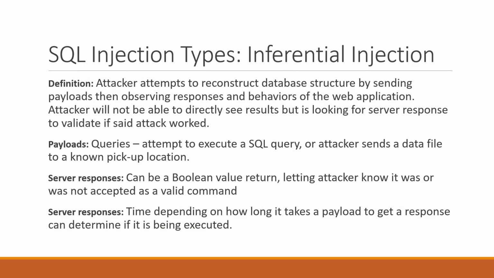The second type is inferential injections. This is pretty high end. You won't see this very often, but this is where the attacker attempts to reconstruct database structures by sending different payloads and observing responses and behaviors from web applications. The attackers will not be able to directly see the results, but they're looking for server responses to validate if the attack worked. You don't really see this too often, but I want to get to the important part, which is the prevention. So let's move on to the next slide.